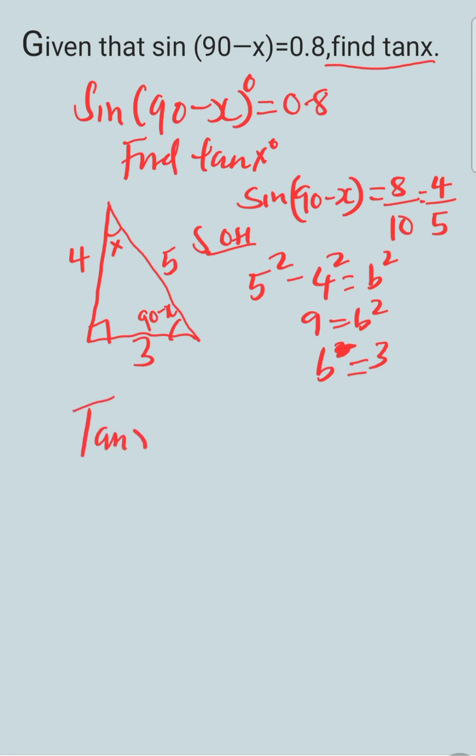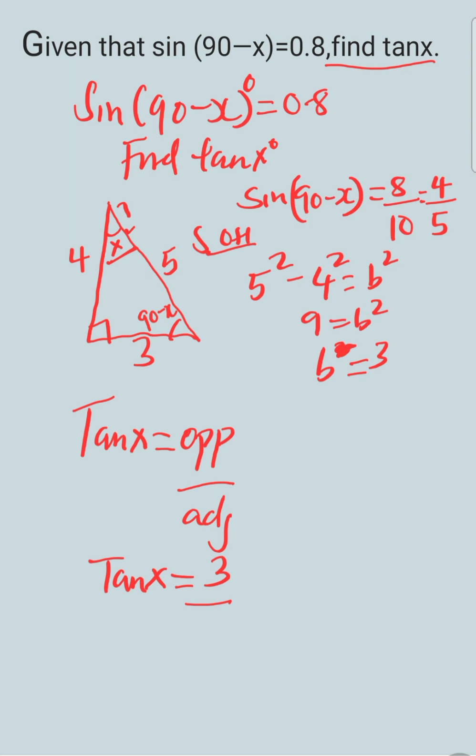So tan x equals opposite over adjacent. This is the angle x; we're not looking at the 90 minus x. These two, x and 90 minus x, are complementary angles. They add up to 90 degrees. So tan x, opposite is 3 over adjacent, which is 4. And finally, our answer is 3 over 4 or 0.75 without using a calculator.